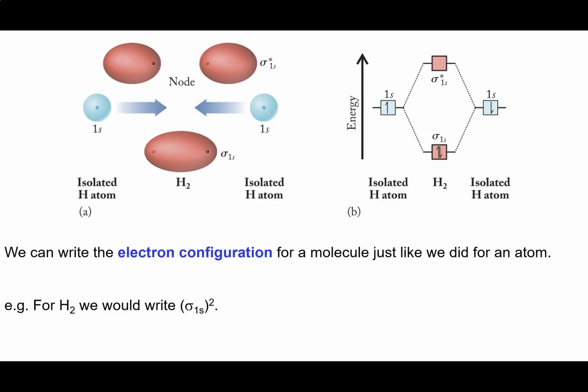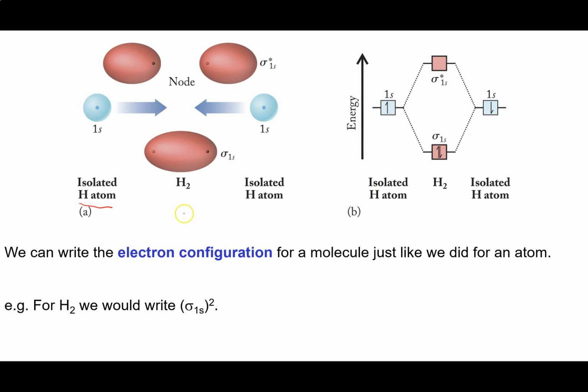So here's a picture showing how we construct what's referred to as the molecular orbital diagram. Here on the left, we have an isolated hydrogen atom. It's got its one electron in a 1s orbital. And over here, we have a second isolated hydrogen atom. Again, it's got one electron in a 1s orbital. This is the same thing written out but using orbital diagrams.